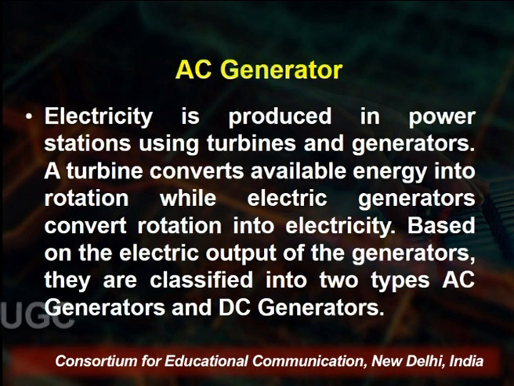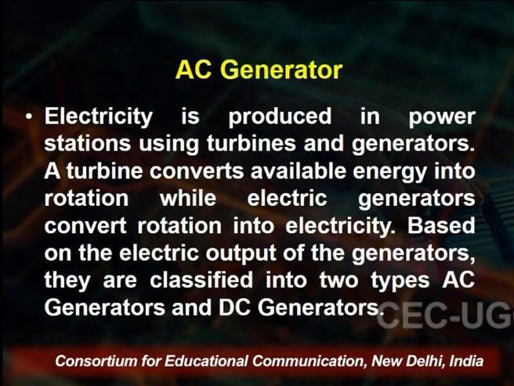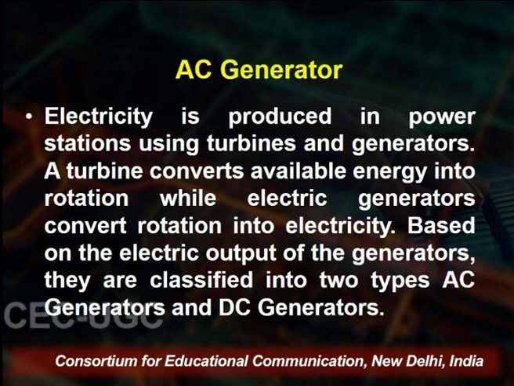A turbine converts the available energy into rotation, while electric generators convert the rotational energy into electricity. Based on the electric output, generators are classified into AC or DC generators. The AC generator produces AC output, and the DC generator produces DC output. AC generators play a crucial role in power generation, because they can produce electricity at the desired output.